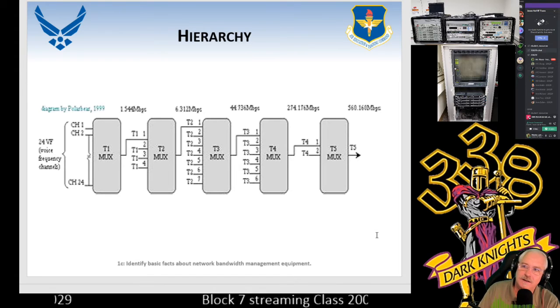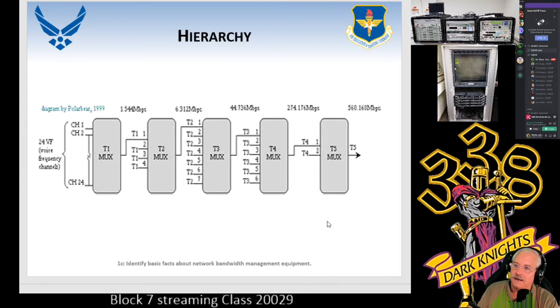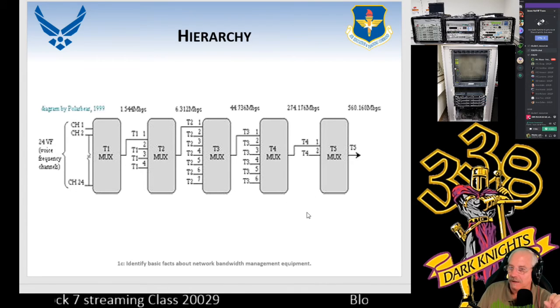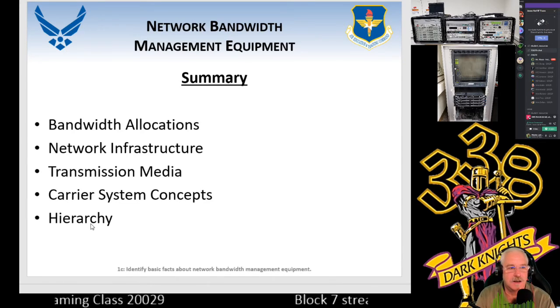And then when you get to the T4, you're going to have 6 T3s going into it. And to get a T5, then you have 2 T4s. So you can see that when it gets from the 3 to the 4, they start going down in multiplexers, but they increase in bandwidth and speed. So we've gone through bandwidth allocation, network infrastructure, transmission media, carrier system concepts, and hierarchy.